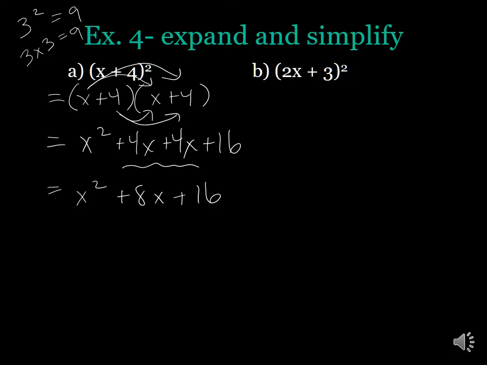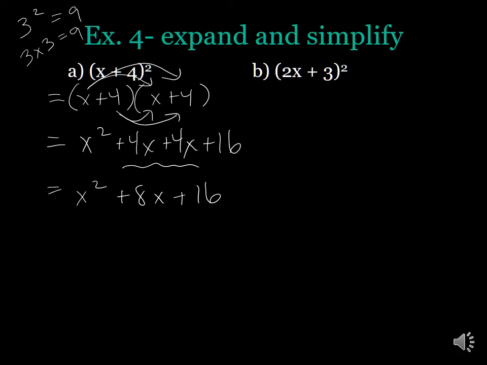So as you can see, if you're thinking to just do x and then square, which gives you x squared, and then do 4 and square, which gives you 16, you wouldn't be 100% correct. You'd be missing that middle term of 8x. So hopefully that makes sense.